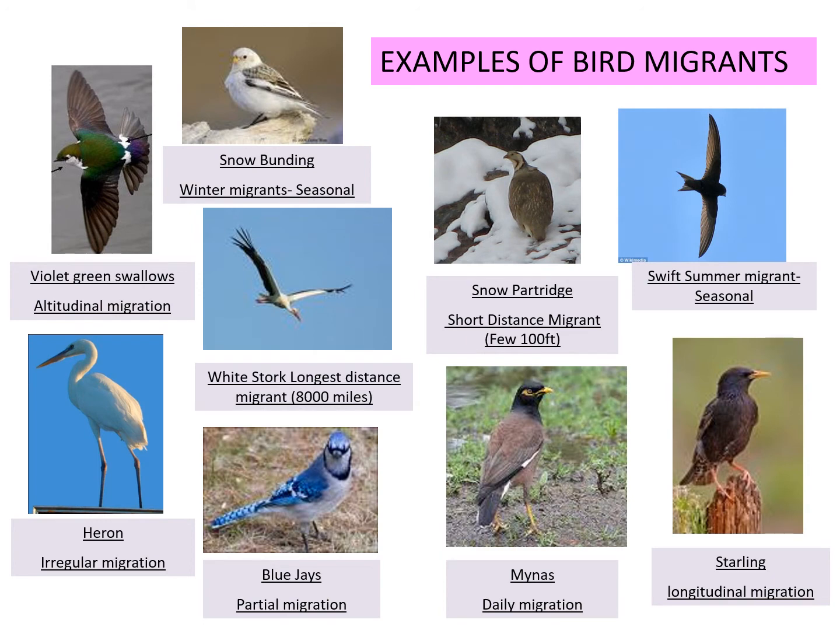Now, some examples of different types of migration. Altitudinal migration is shown by violet-green swallows. Winter migration is shown by snow buntings. Irregular migration is shown by heron. Partial migration is shown by blue jays. Long distance migration is shown by white storks. Short distance migration is shown by snow partridge. Seasonal migration is shown by swifts. Longitudinal migration is shown by starlings, and daily migration is shown by mynas.